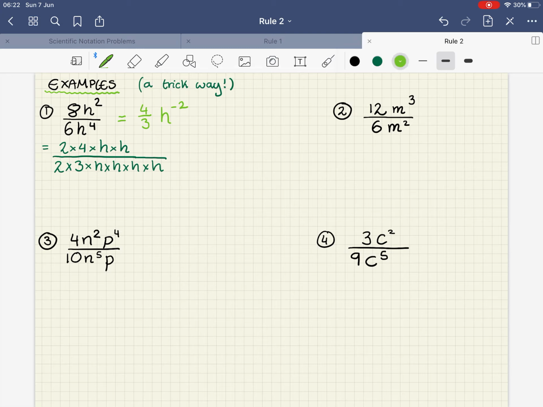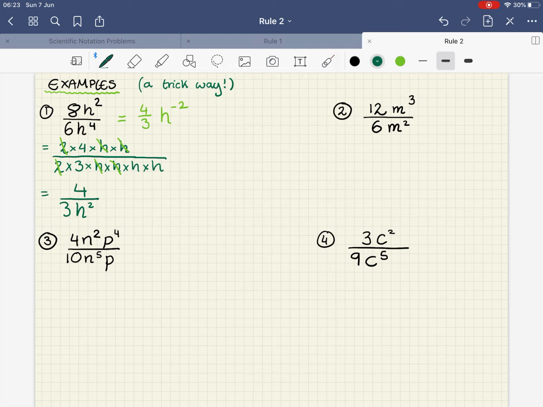And all I need to do now is just cross off the pairs. So cross off a 2 and a 2, h and a h, h and a h. And now I can bring it all back together. So left on the top there, all I have is a 4 over 3. And then I've got 2 h's left. So it's going to be h to the power 2. So these two answers, they look a little different, but they are actually the exact same.